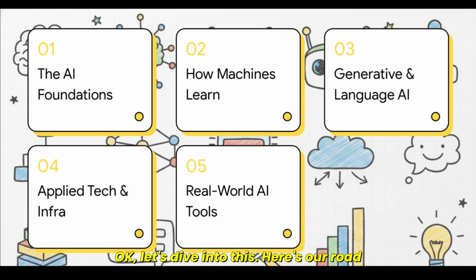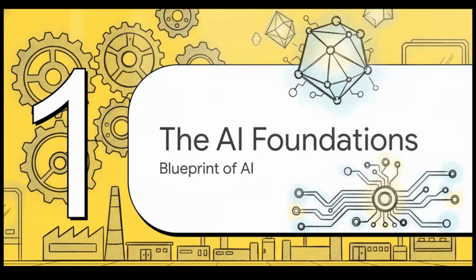Okay, let's dive into this. Here's our roadmap for today. We'll start with the AI foundations, move into how machines actually learn, step into generative and language AI, explore applied techniques and infrastructure, and finally, look at real-world AI tools. Building complexity gradually like this is really going to help us sort the entire alphabet soup of AI into 5 logical, interconnected buckets.